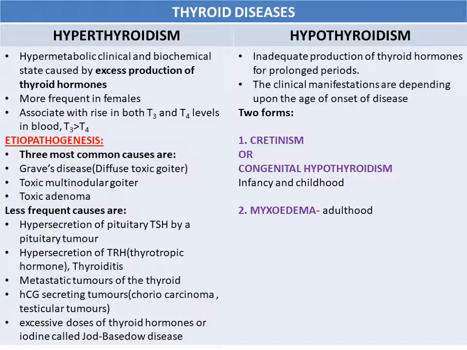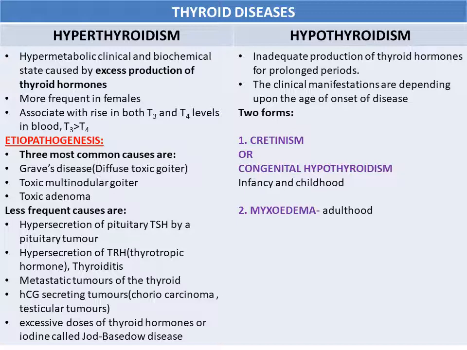Comparing hyperthyroidism with hypothyroidism: hypothyroidism is inadequate production of thyroid hormones. So hyperthyroidism is excessive secretion of hormones, whereas hypothyroidism is decreased secretion of hormones. Which hormones? T3 and T4 hormones, thyroxine and triiodothyronine. The clinical manifestations depend upon the age of onset of disease.